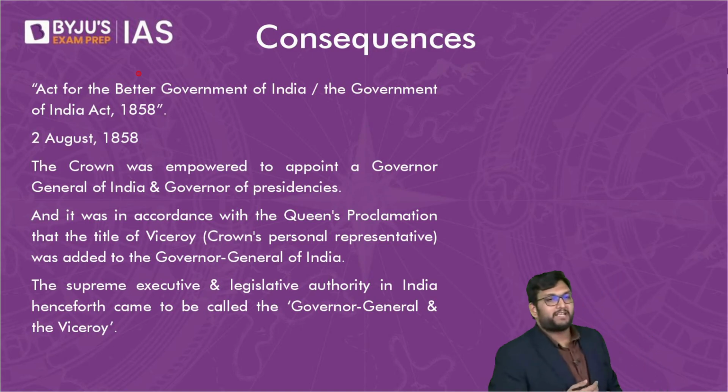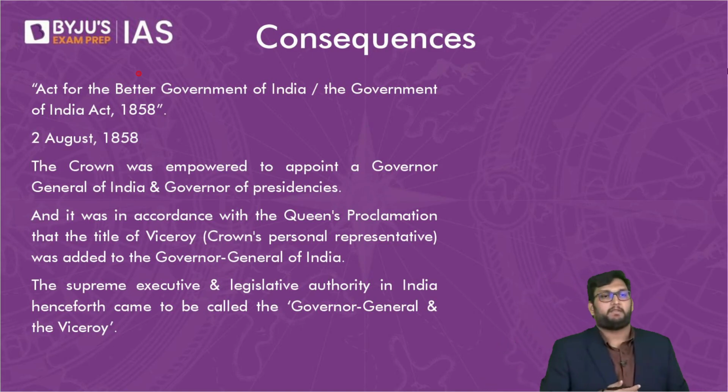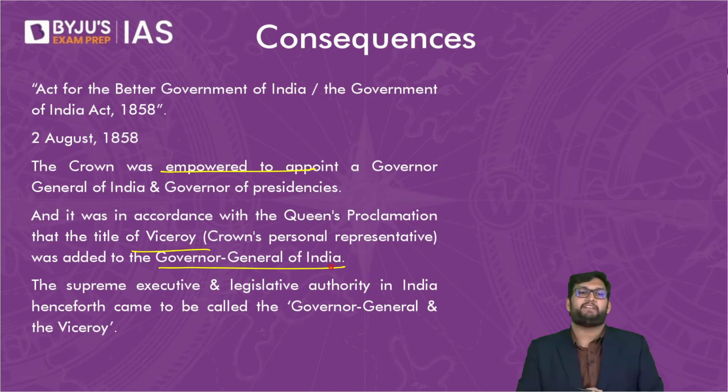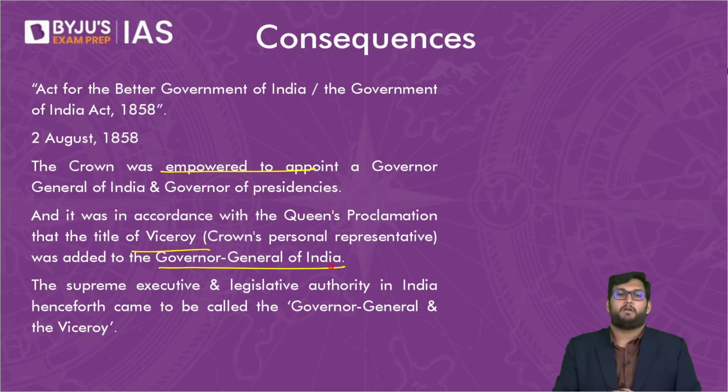So on 2nd August 1858, the Act for the Better Government of India, or the Government of India Act 1858, was introduced. Now the Crown was empowered to appoint a Governor General of India also, and Governors of Presidencies. And in accordance with the Queen's Proclamation, which I will show you, the title of Viceroy, the Crown's personal representative, was added to the Governor General of India tag. The supreme executive and legislative authority in India henceforth was to be called Governor General of India and the Viceroy.